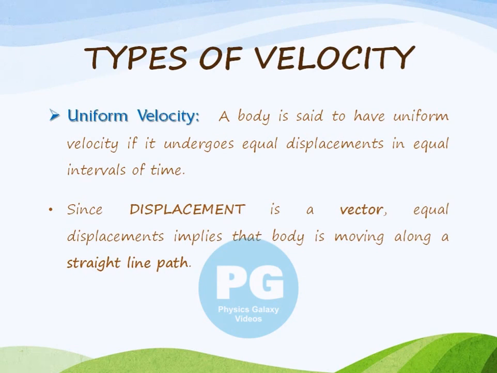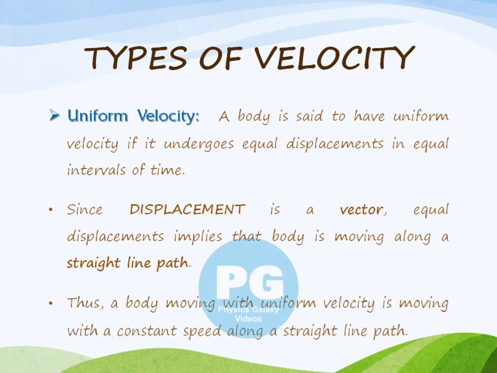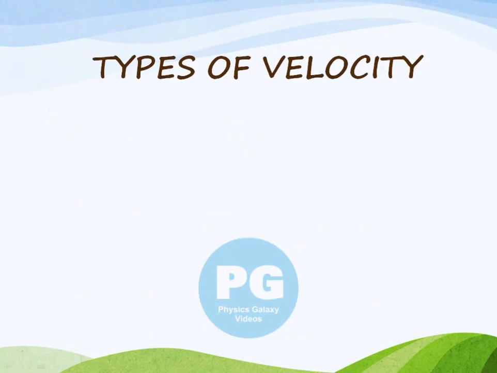Since displacement is a vector quantity, equal displacement implies that the body is moving along a straight line path. If a body is not moving along a straight line path, then its velocity is not uniform velocity. So for uniform velocity it is mandatory that the body is moving along a straight line path or following a rectilinear motion. Thus a body moving with uniform velocity is moving with a constant speed along a straight line path. So if the speed doesn't change and the direction of motion also doesn't change, then only the velocity is known as uniform velocity, else not.